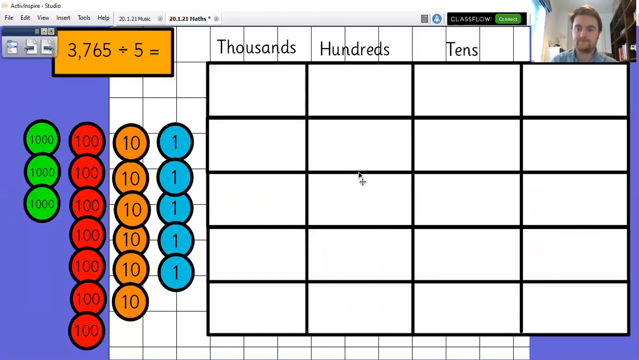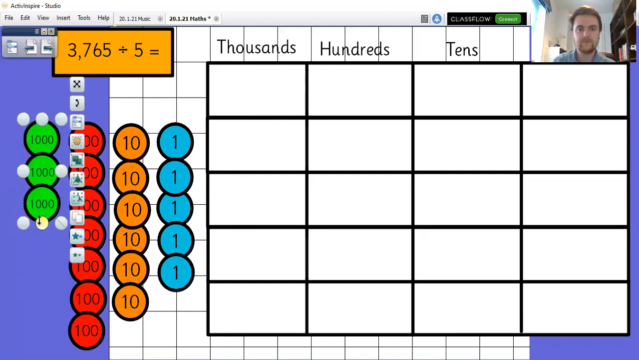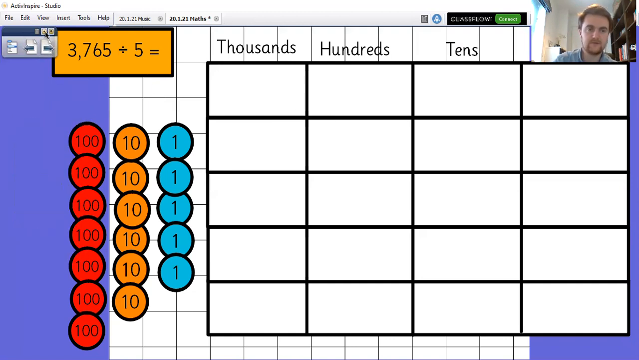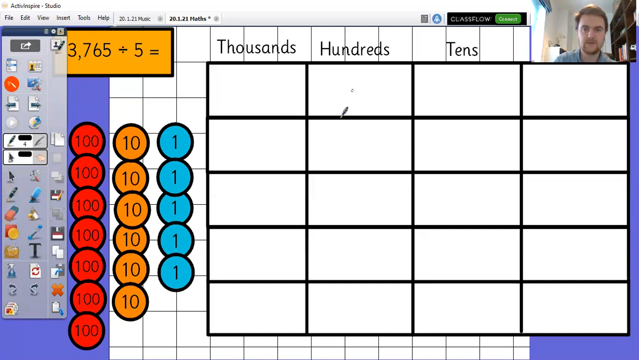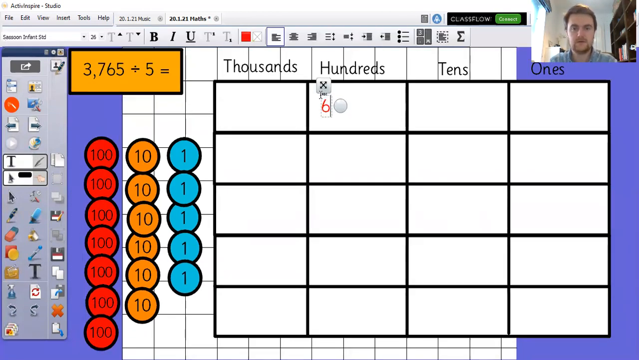Now for this one, I've got 3,765 divided by 5. So I've got my 5 rows and I've got my 3,000s, 7 hundreds, 6 tens and 5 ones. Now I can't share 3,000s between 5 rows. So straight away, I'm going to have to exchange these for 30 hundreds. Now, instead of you sitting and watching me do that, I know that I've got 30 hundreds to share between 5 rows. Now, 30 shared between 5 is 6. So what I'm going to do is I'm just going to put a 6 in here so that we know that with those thousands, we've ended up with 6 in each 100.